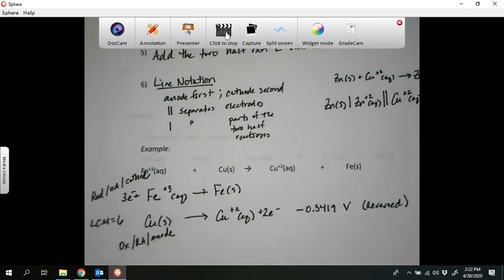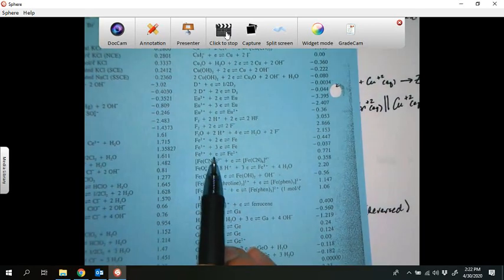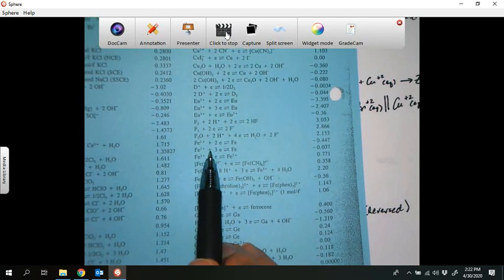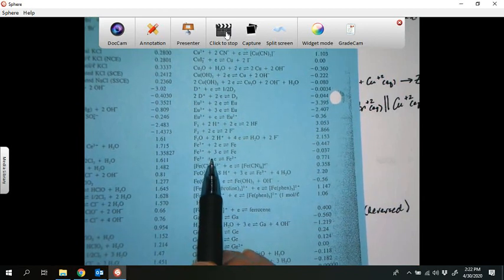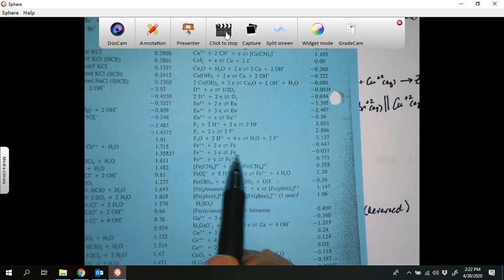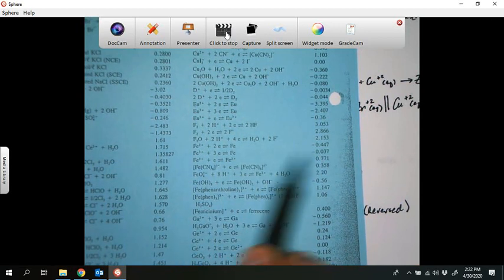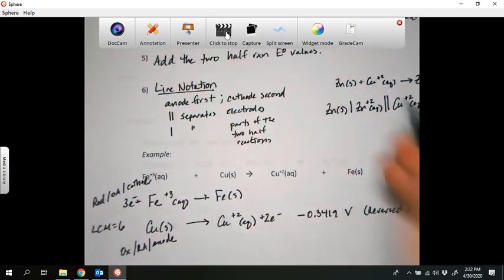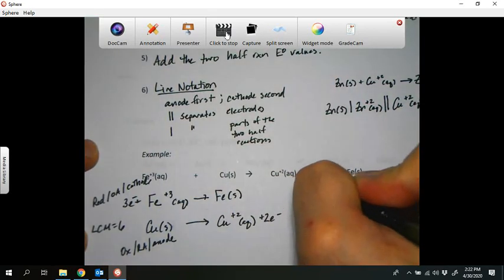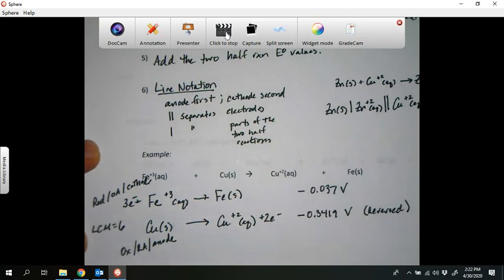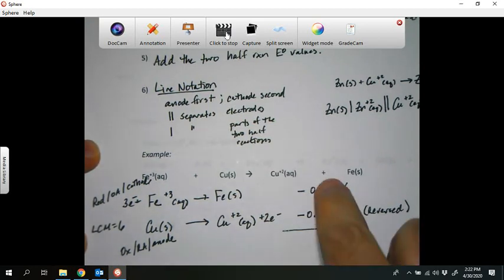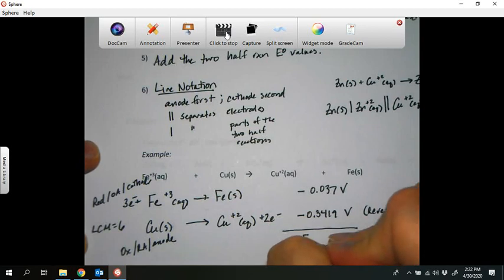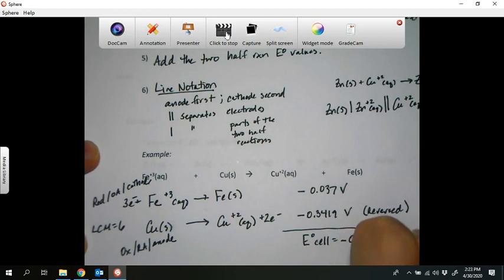And then we have to look up iron. Iron is right down from there, but we have to make sure that we have the correct one. We are going to be using this one right here, the middle one, and it's negative 0.037, and it's written like we have it, so negative 0.037 volts. All I'm going to do is add these two together. So I get the E prime for the cell equal to negative 0.379 volts.